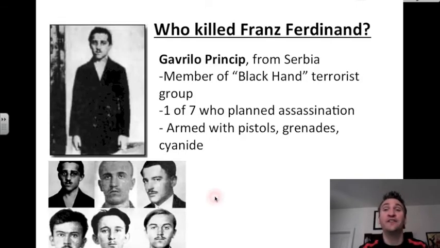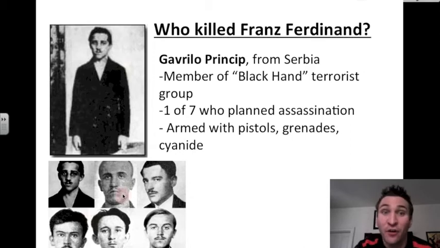Who killed Franz Ferdinand? This man pulled the trigger. His name is Gavrilo Princip. He's from Serbia, and he is a member of the Black Hand terrorist group. He is one of 7 who planned the assassination in Sarajevo. They armed themselves with pistols, grenades, and a chemical called cyanide that could poison.